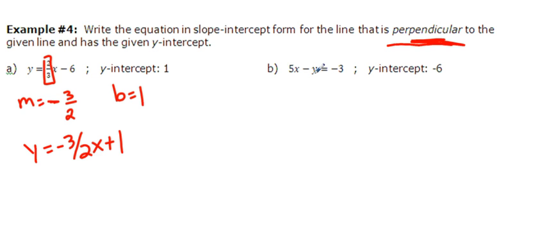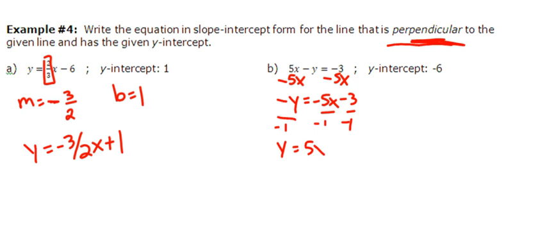If I look at b, first thing I need to do is get the y alone so I can find out the slope. So minus 5x. I have negative y equals negative 5x minus 3. Divide by negative 1. I get y equals 5x plus 3. So now, since the slope of this line is 5, and my line is perpendicular to that, since it's a positive 5, I change the sign so it becomes negative.